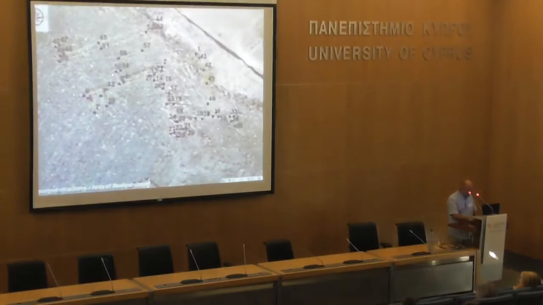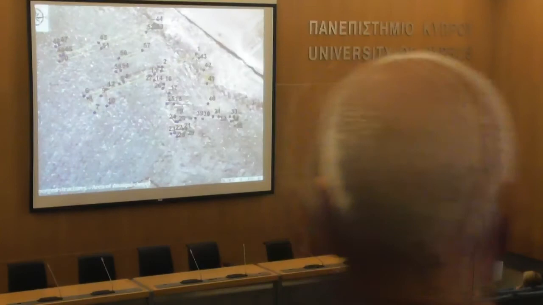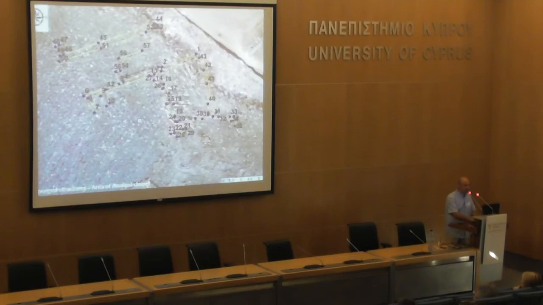In this point here and here, we have previous phases of the same building. There are walls that are under other walls, the ones on top. And we also located a street going between these two buildings, all the way from one side to the other, a paved street. Here you have a picture of the building.